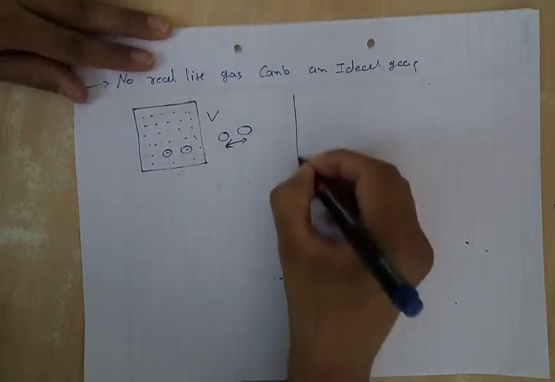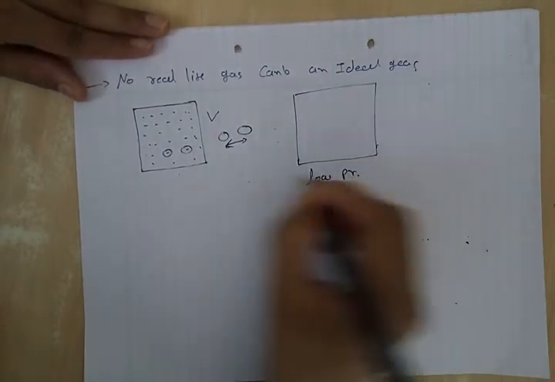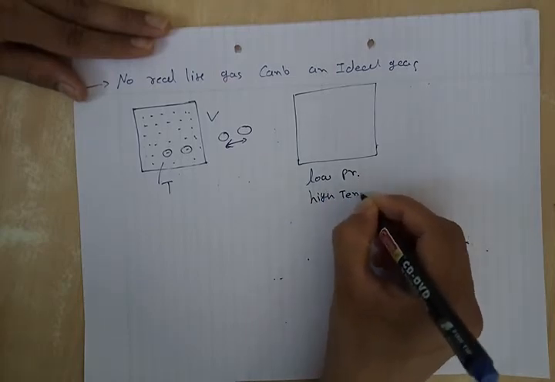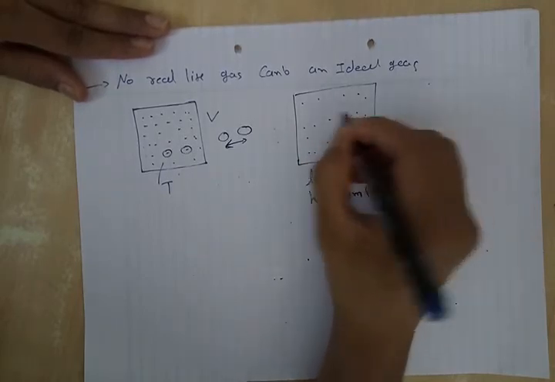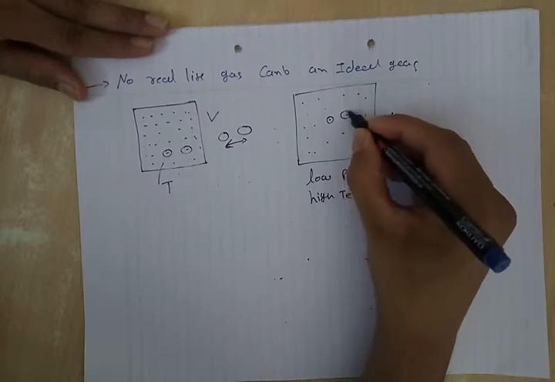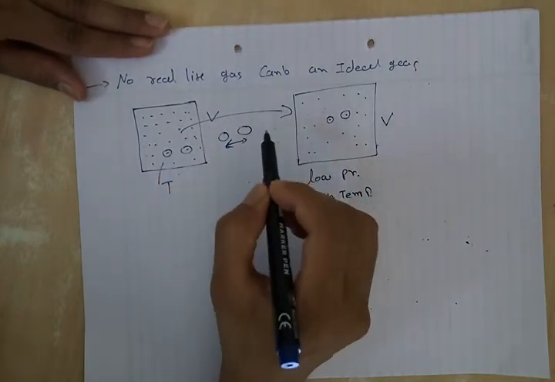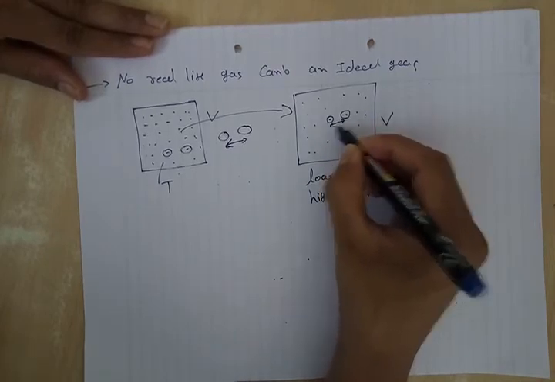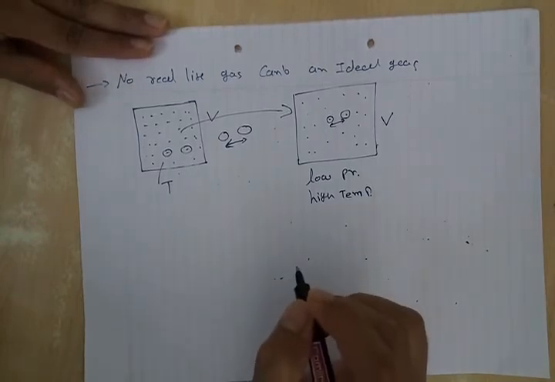However, if we keep pressure of the gas in this volume very low, and temperature of gas very high, then we will have a very low density inside this volume. So there are very few particles inside this volume V, and because of this, distance between two nearest particles will increase. That means less particles inside the volume, and hence large distance between two gas particles. And hence, because of large distance, cohesive force decreases or it is negligible.